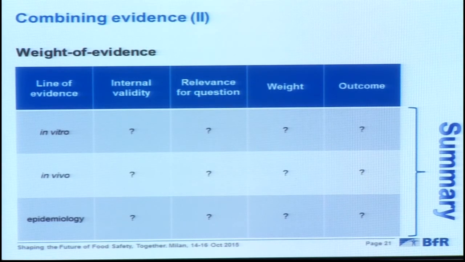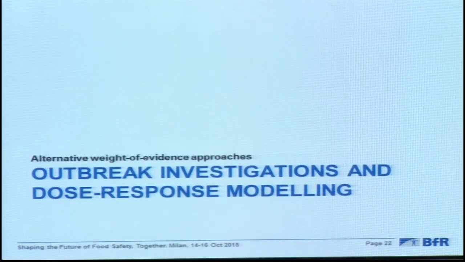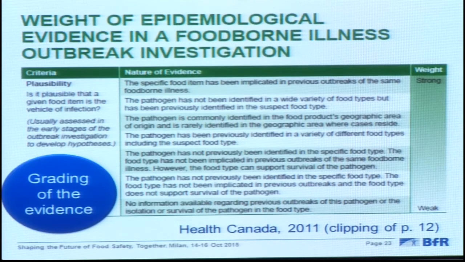And I cannot present you the final results, so to speak, but combining evidence would be about judging the evidence that we have from different lines of evidence, from in vitro, in vivo, epidemiology, or other studies. We have to look into the validity aspects, relevance aspect, construct weights, look at the outcomes, and then try to summarize this picture.